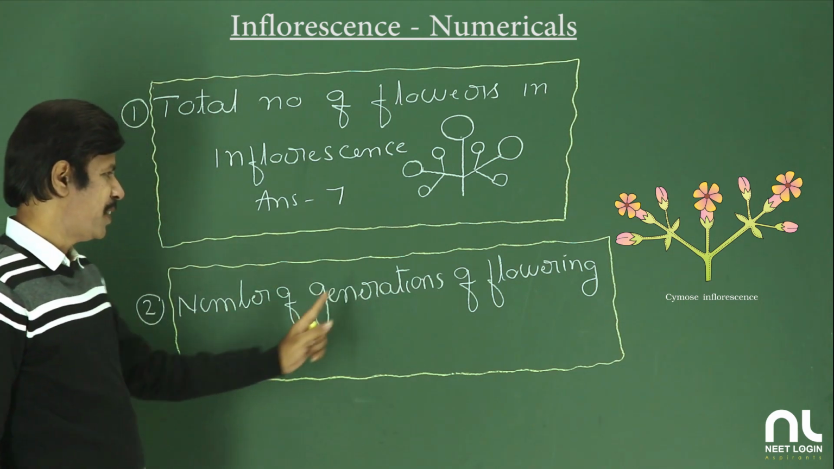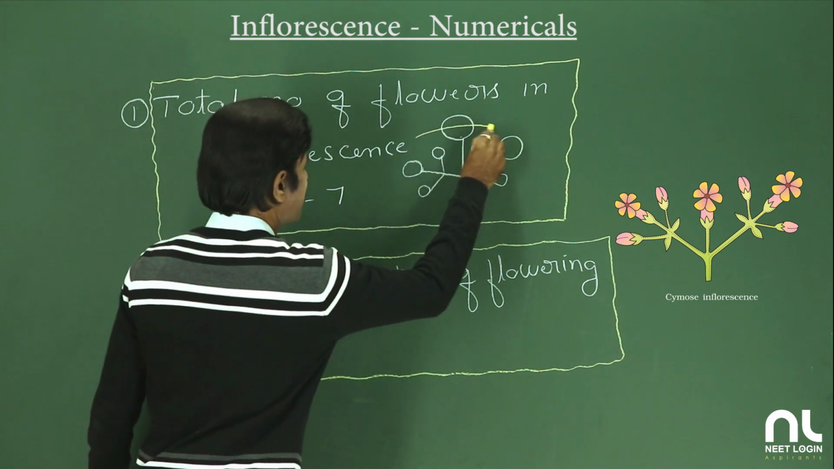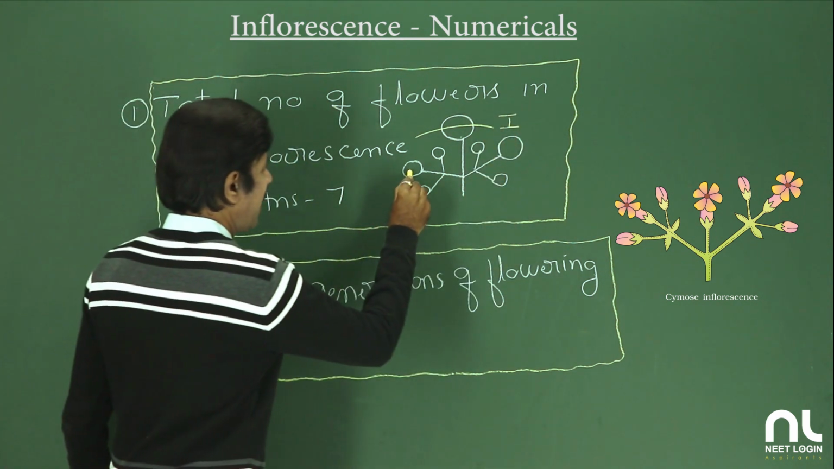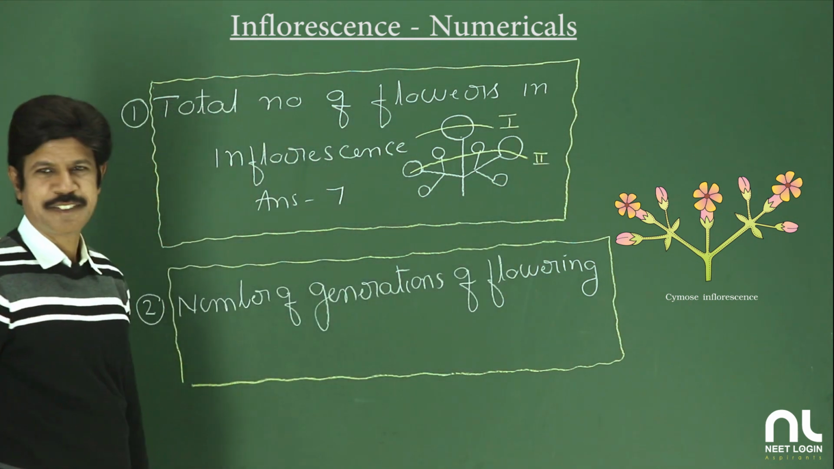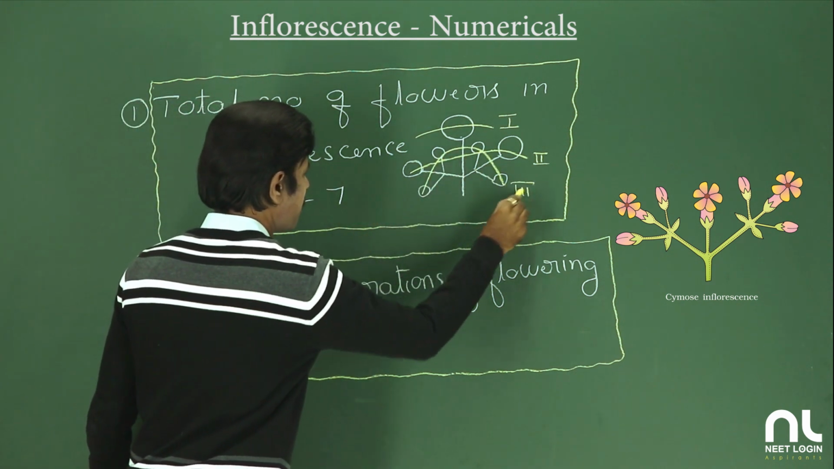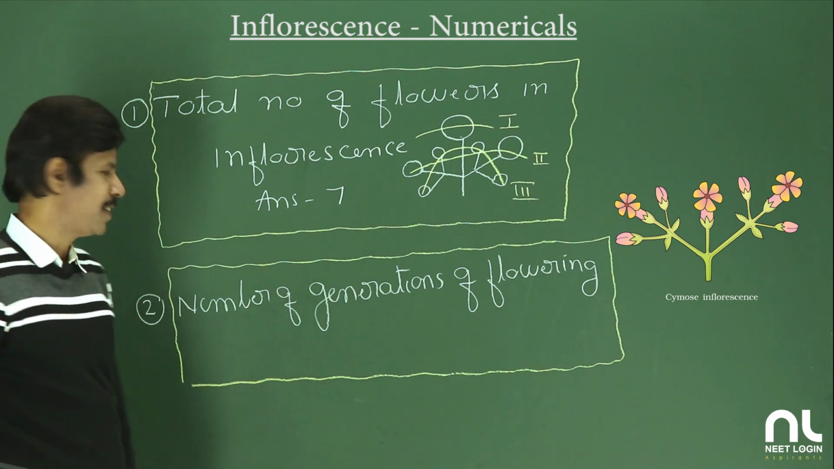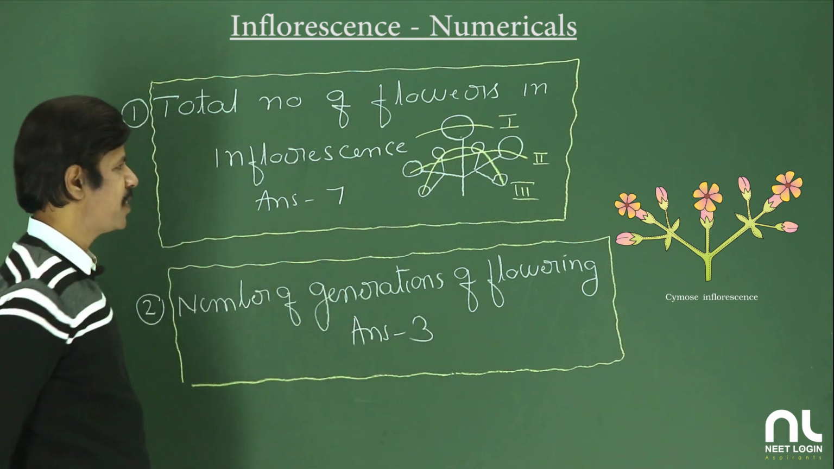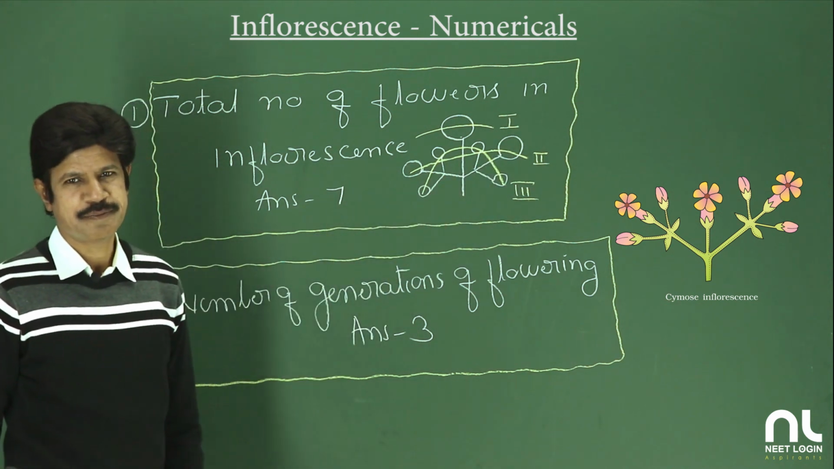And second question, number of generations of flowering. It is the first generation flowering and it is second generation flowering and it is third generation flowering. So total number of generations of flowering, it is 3 generations of flowering. So number of generations of flowering 1, 2 and it is 3 generations of flowering.